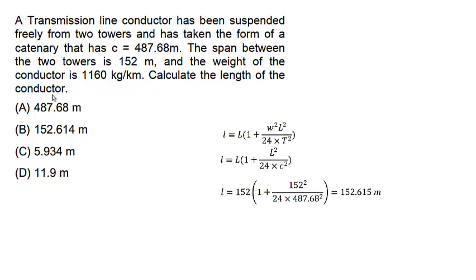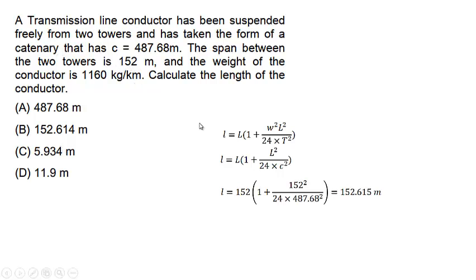As we know, the length of the conductor will always be greater than the span between the towers on which the conductor is suspended. There is only one option, that is this one. And when you calculate this, you will always find it comes out to be this. As we know, the length is equal to capital L, that is the span, times 1 plus W square L square over 24 T square, where T by W is equal to C. I have replaced T square by W square by C square. So giving the known values, you can calculate. It comes out to be 152.615 meters. So you can also guess its value, which will be very close to the span and greater than it.